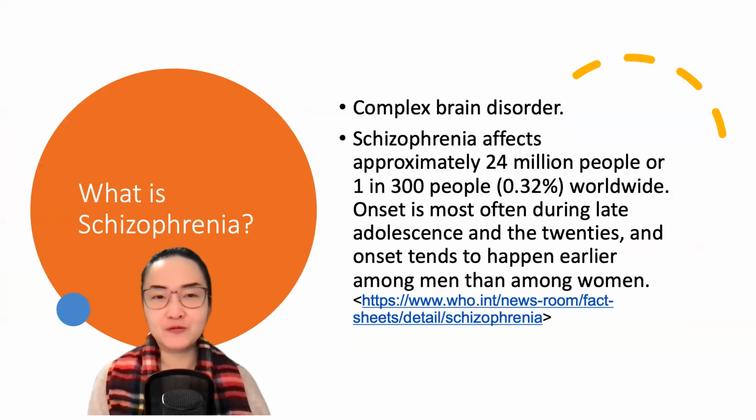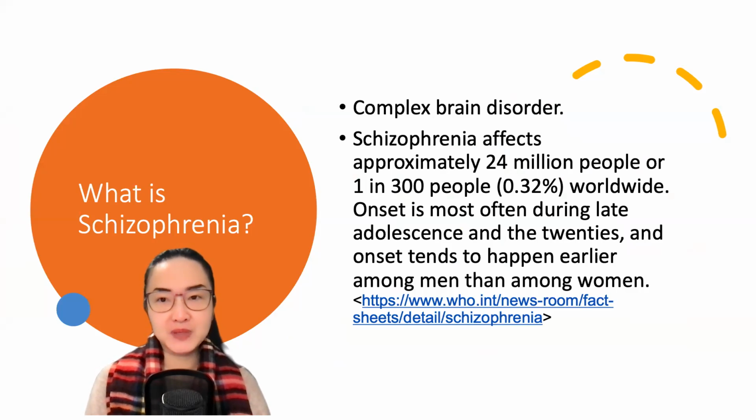What is schizophrenia? It's a complex brain disorder. Schizophrenia affects approximately 24 million people, or 1 in 300 people worldwide. Onset is most often during late adolescence and the 20s, and onset tends to happen earlier among men than among women.